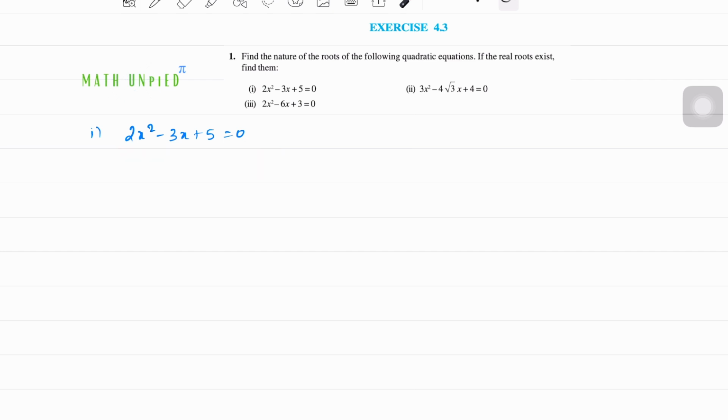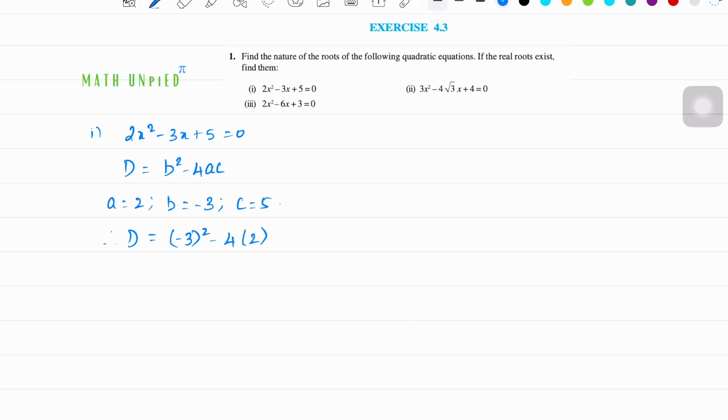And to find the nature of the roots, we first have to find the value of D, or discriminant. So what is the formula for discriminant? D equals b squared minus 4ac. And here a equals 2, b equals -3 and c equals 5. So using these values we'll find the value of D. Therefore D equals (-3) whole squared minus 4 times 2 times 5. This is 9 minus 40, and this is equal to -36.